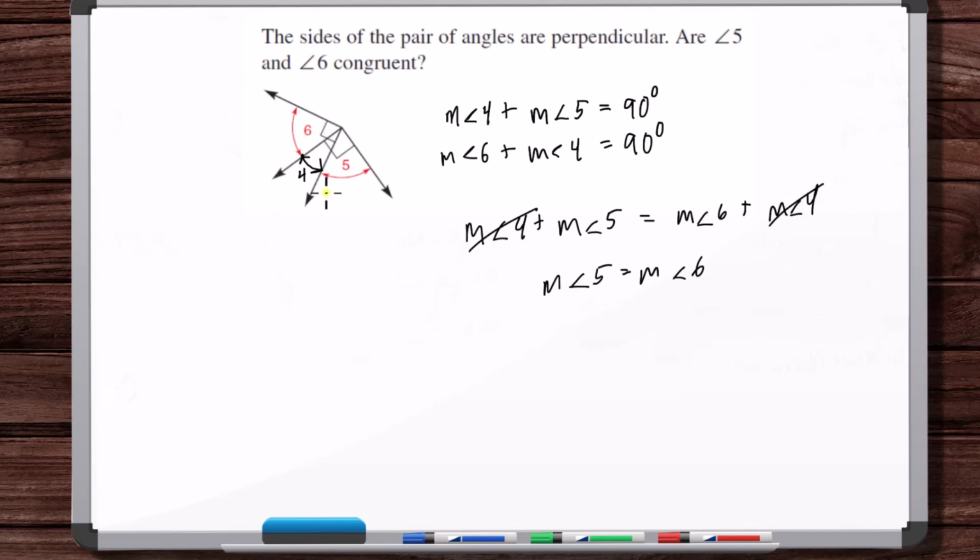so yeah, angles 5 and 6 are congruent, because their measures are equal. So the measure of angle 5 is equal to the measure of angle 6, and then angle 5 is congruent to angle 6.